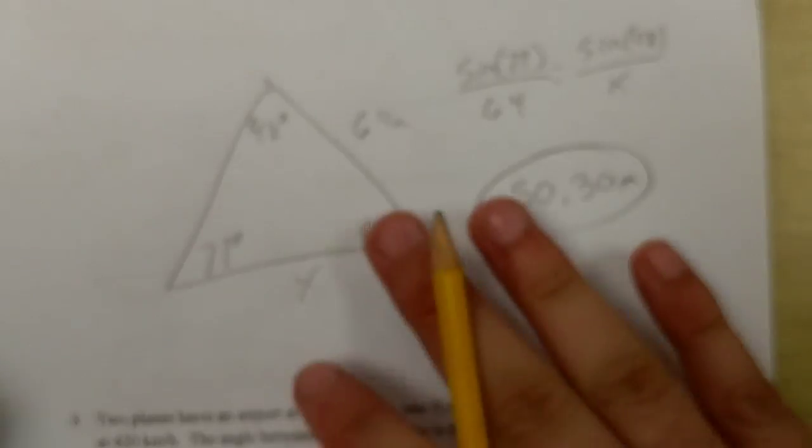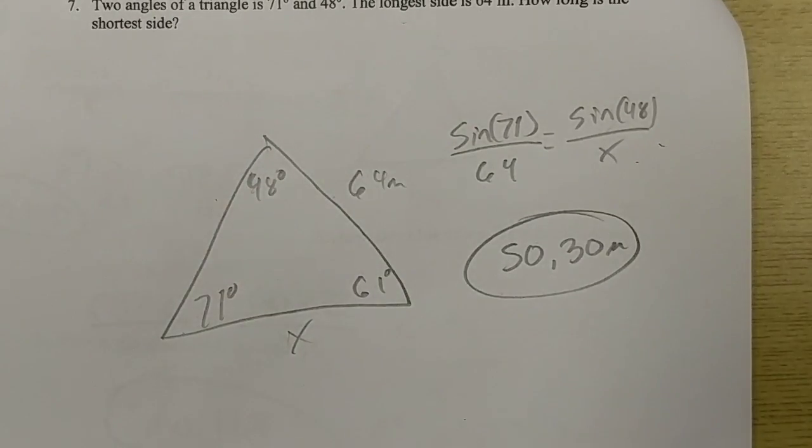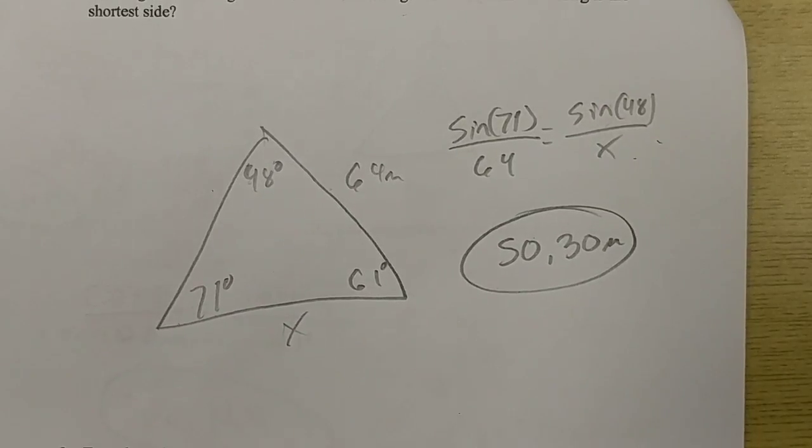So it's 50.30 meters in this case. Again, symbolism doesn't matter. I'll let it focus so you can see the work. There you go. Okay, so cross multiply and type that in.